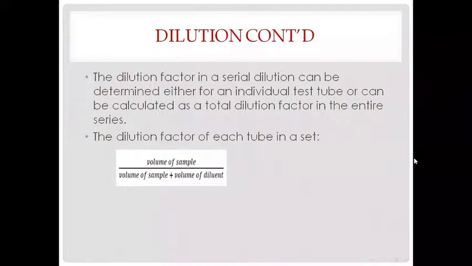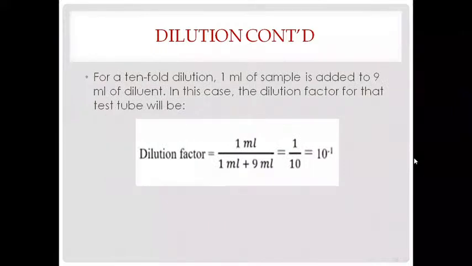So the formula is given. If you want to calculate the factor, the formula is the volume of the sample used over the volume of the sample plus the volume of the diluent. So you can get your calculation there. For example, my dilution factor can be calculated as 1 ml, especially if I use the first tube, then I have 1 ml plus 9 ml. So my dilution factor becomes 1 to 10, or 10 to the power minus 1, for that reason. So this can be deduced even from different tubes that are used, especially when it is in a series of tubes.